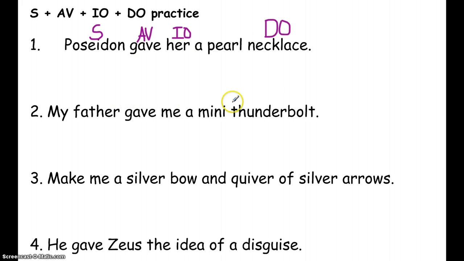My father gave me a mini thunderbolt. I look for anything I can get rid of. I don't see any prepositional phrases, so I go to my subject. The sentence is about father. What did father do? Father gave.